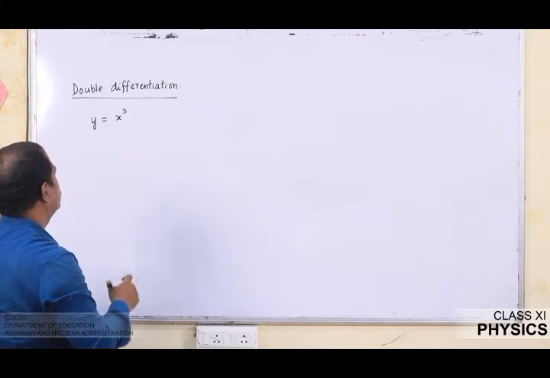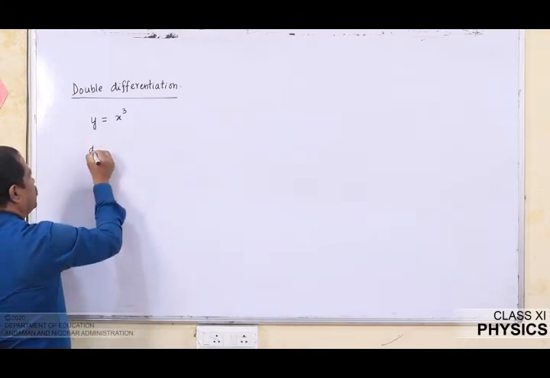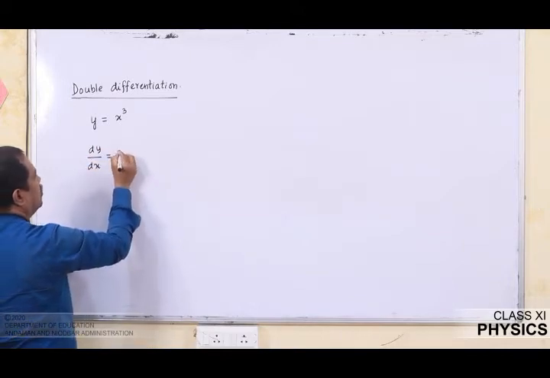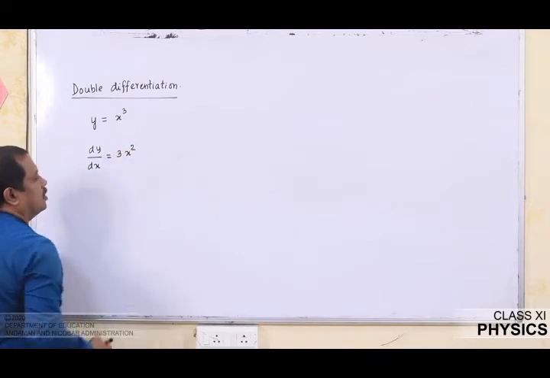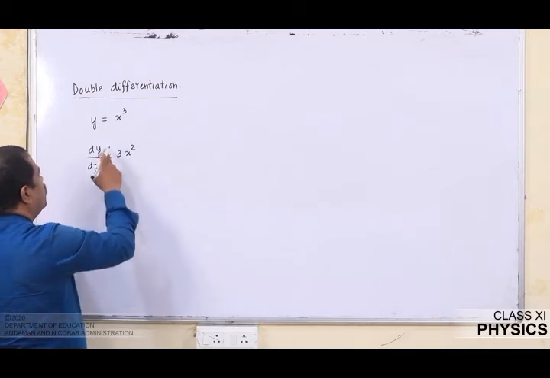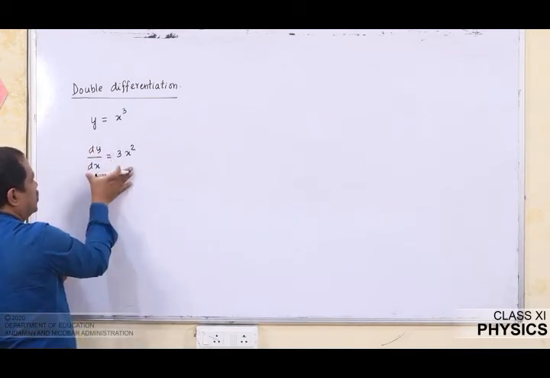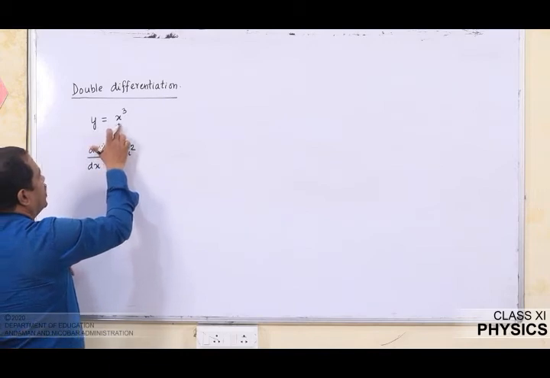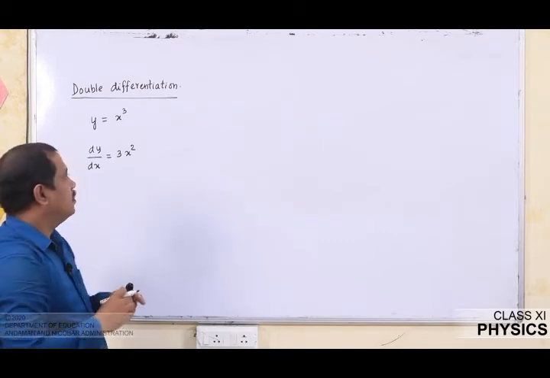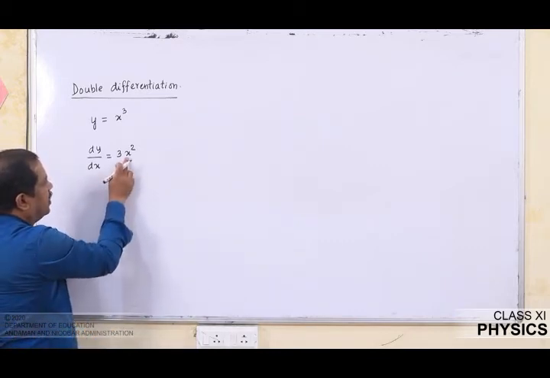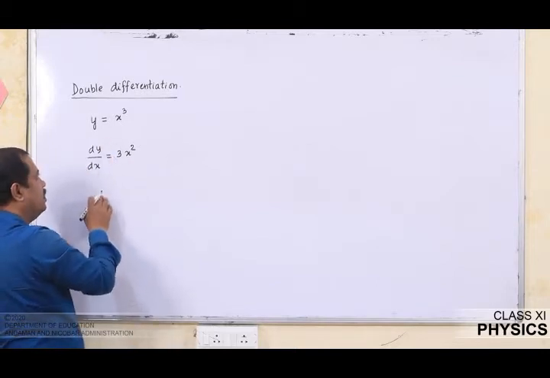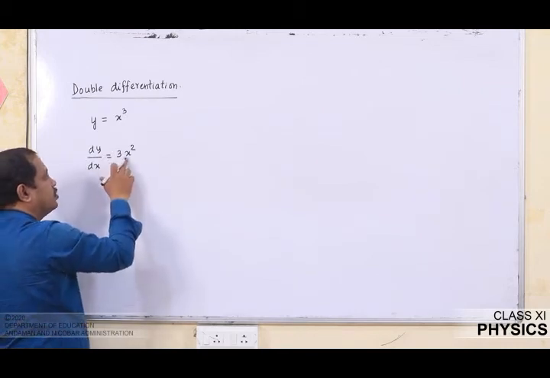What we actually mean is, see, first time I am going to differentiate: dy over dx. This very well I know, power times x power minus 1, 3 minus 1 is 2. So this is 3x square. Now to find double differentiation, I am going to differentiate this function once again. When I said y is a function of x, I actually meant that as the value of x varies, the value of y changes. This time, as the value of x is changing, the value of dy by dx is changing. So I would say that this dy by dx is a function of x.